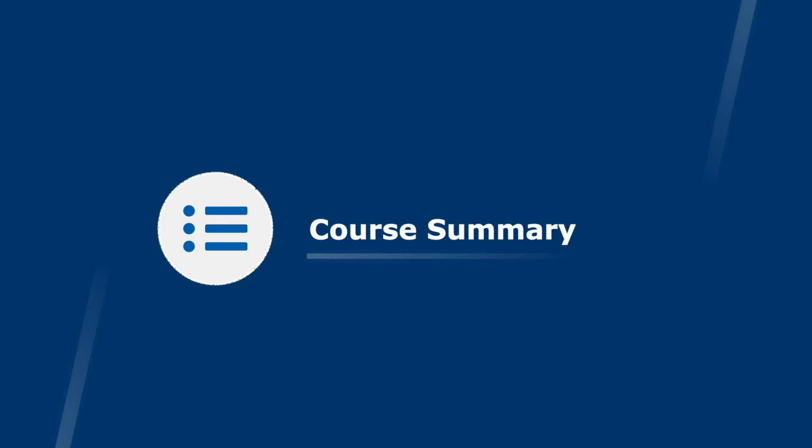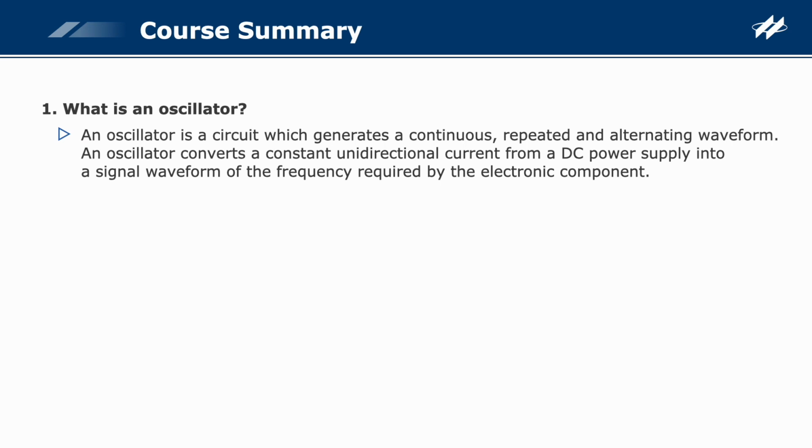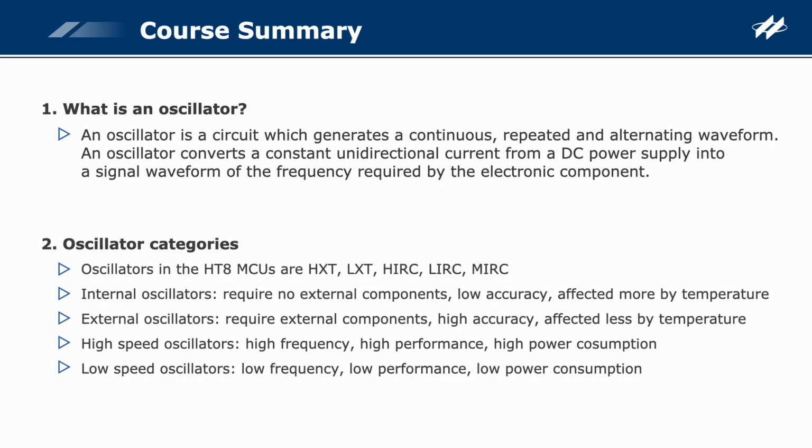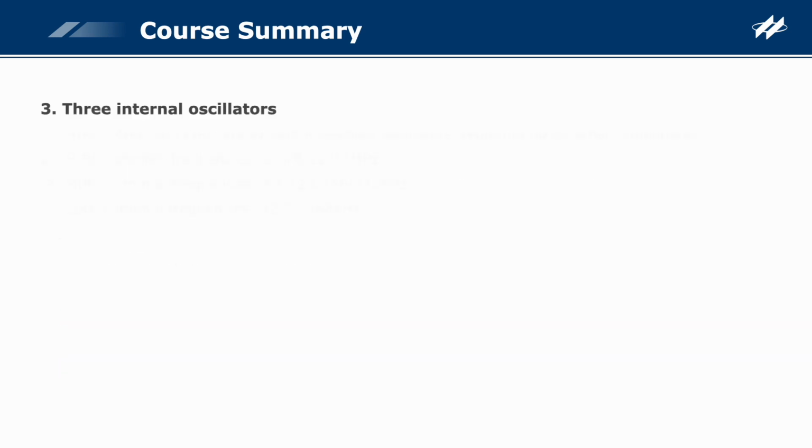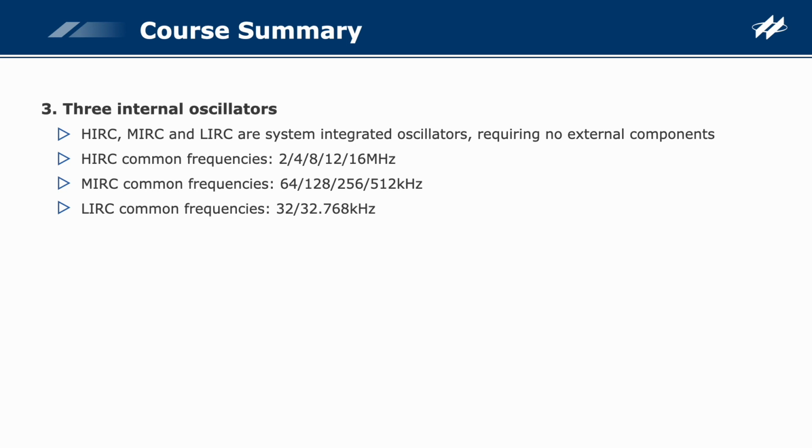Course summary. In this course, we have learned what an oscillator is, what types there are, and also learned 3 types of internal oscillators. Through the study of this course, you will not only have a certain understanding of oscillators, but also further deepen your understanding of system clocks.